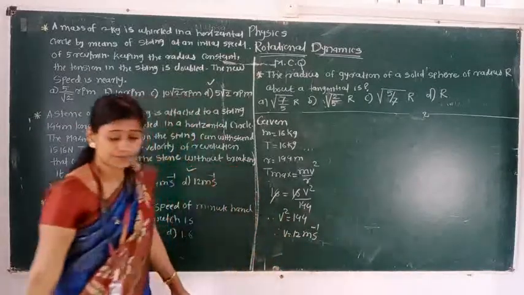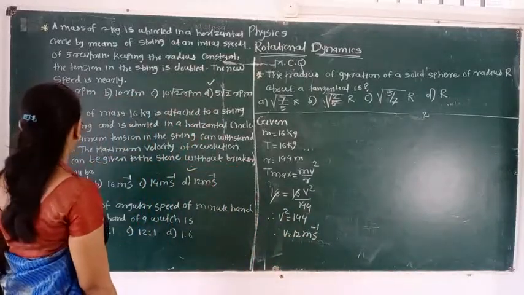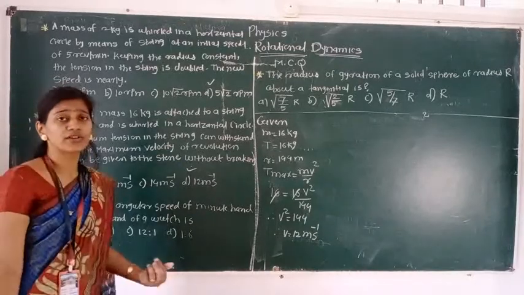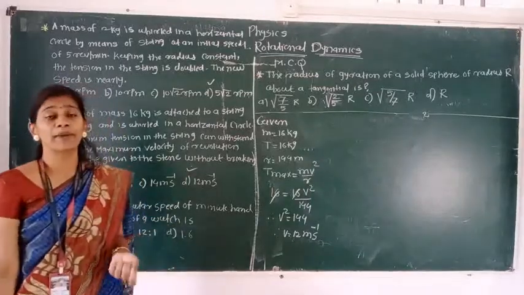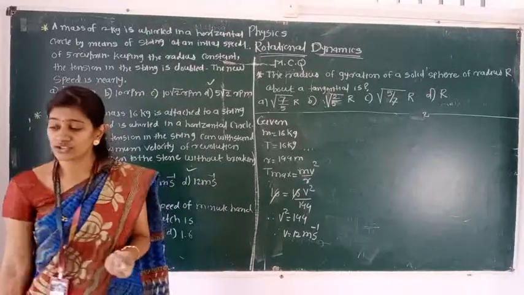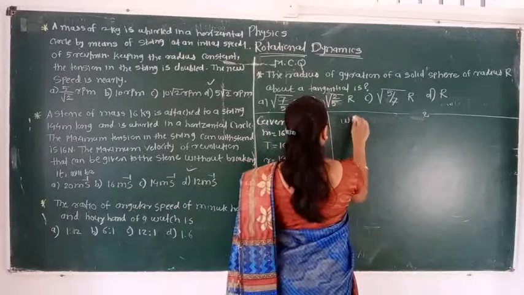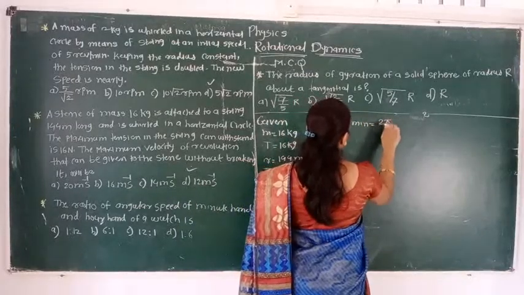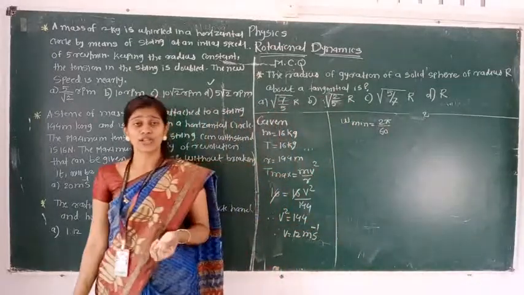Next one. The ratio of angular speed of the minute hand and the hour hand of a watch is: here we have to find out the ratio of the angular speed of the minute hand and the angular speed of the hour hand. So we know the angular speed of the minute hand is equal to 2 pi divided by 60. A simple example; we only have to take the ratio.